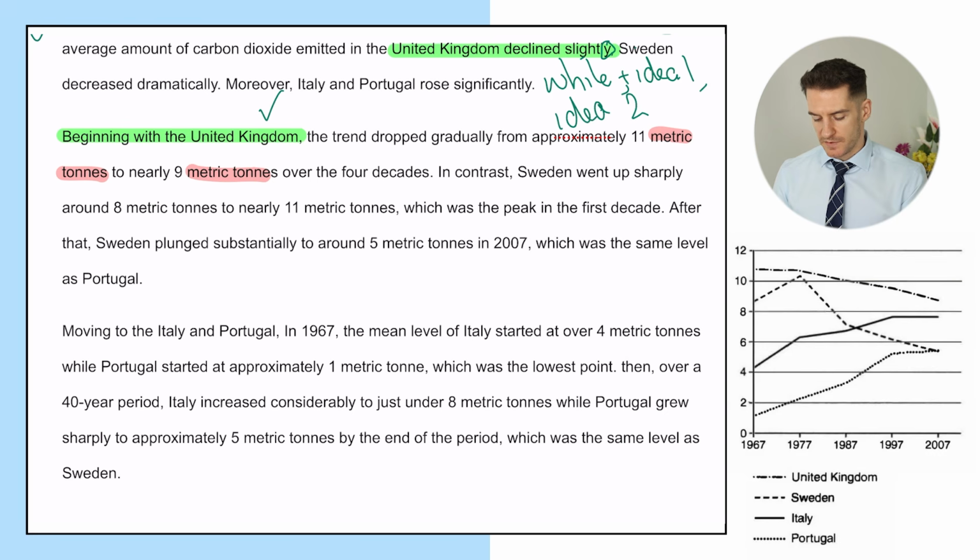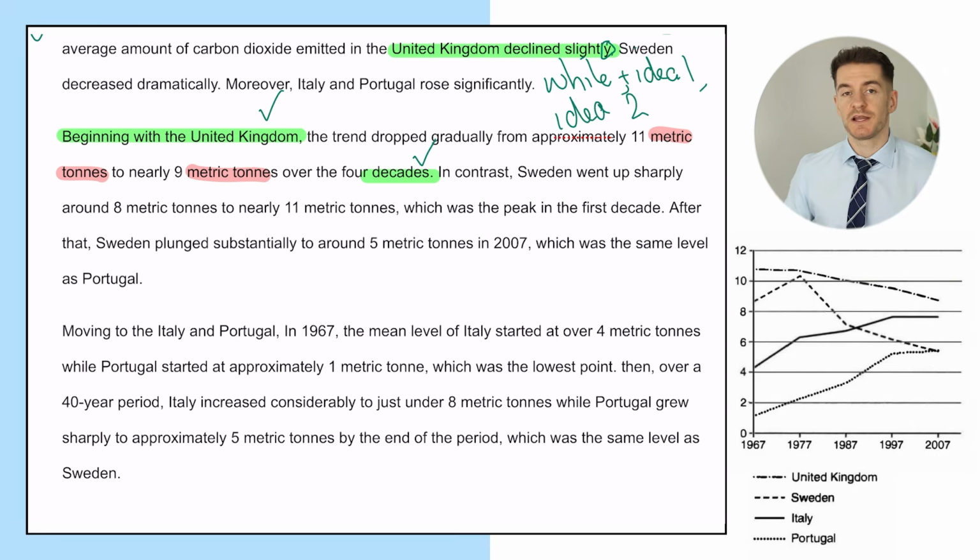And then they say over the 4 decades. Okay, decade is a nice word there. It's an example of a less common piece of vocabulary because most people don't use this in their everyday lives. However, I do see an issue.